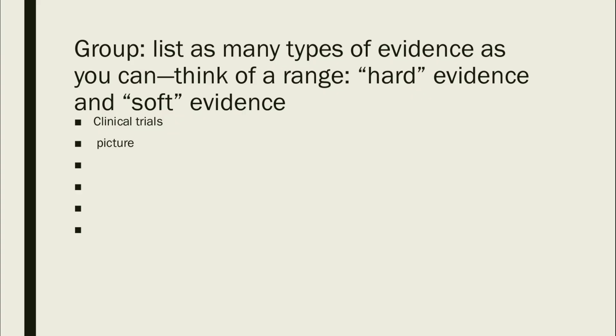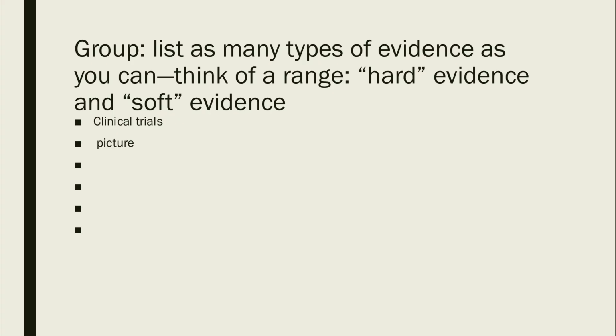And then another one that I like to do is I like to ask them in groups to list as many types of evidence as they can think of. And I ask them to think of a range of evidence because I'm leading them up to the idea that evidence really ultimately is rhetorical. We have to think of it rhetorically, and different kinds of evidence work best in different situations. So to get them ready for that, I ask them to think of a range of different kinds of evidence, from hard evidence to soft evidence.